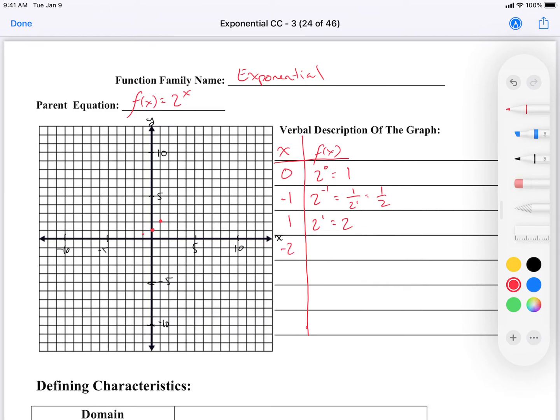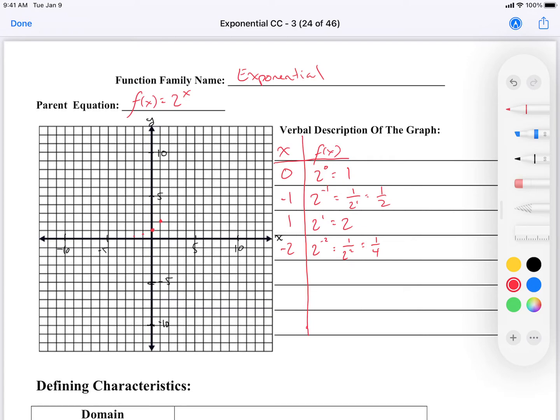Okay, let's choose x is -2. Well, this is 2 to the -2 power. Which, remember, negative exponent means it moves from the numerator to the denominator. So this is now 1 over 2 squared, which is 1 over 4. Okay, so even smaller, in fact, it's exactly half as small as the one before. Okay, so now our slope's gotten even tinier.